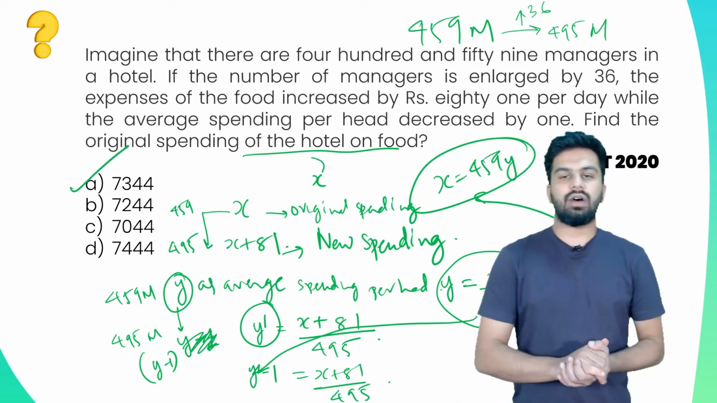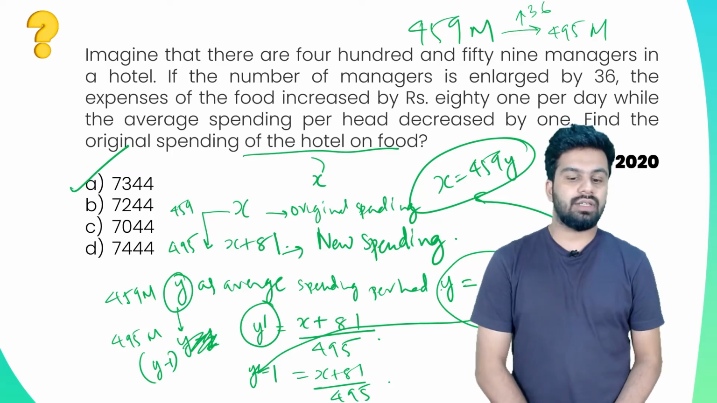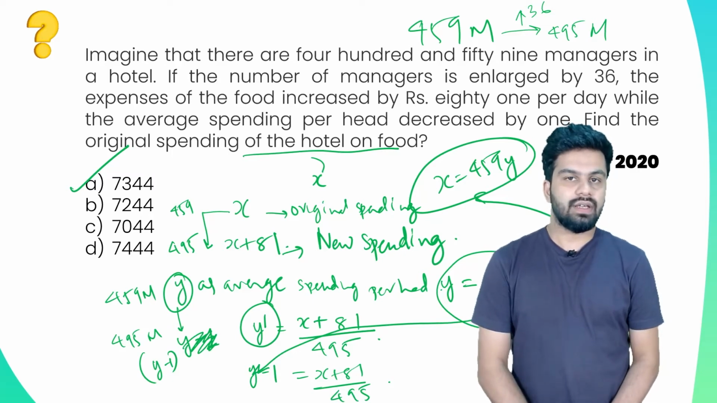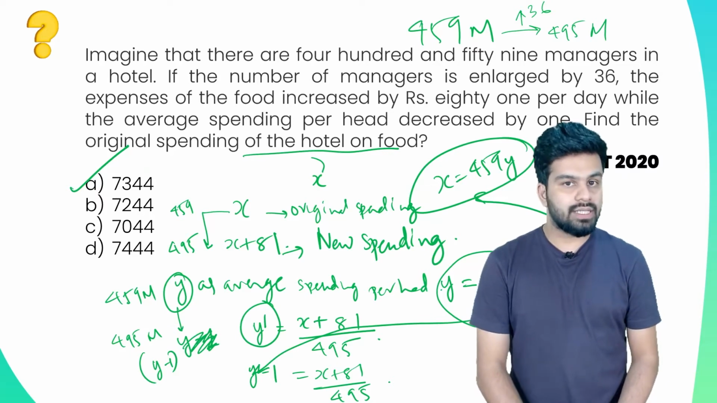Hope this explains how we are solving this question. The question tells us what changes in the average, that is, when we are increasing the managers from 459 to 495, it tells us how the spending changes.